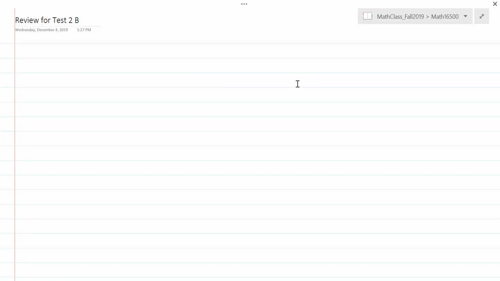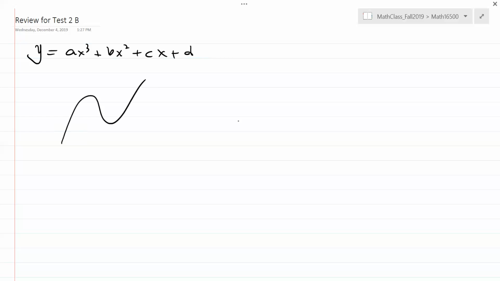So we know for polynomial degree 3, there are only two types of graphs. If y equals ax cubed plus bx squared plus cx plus d, then the graph will be only these two types.